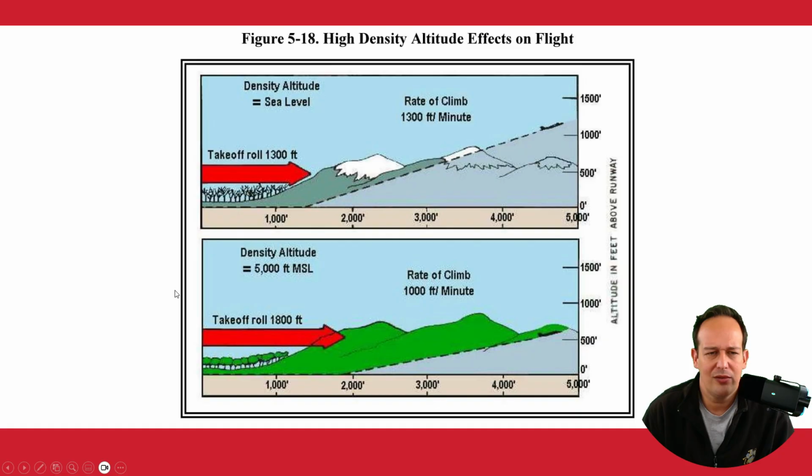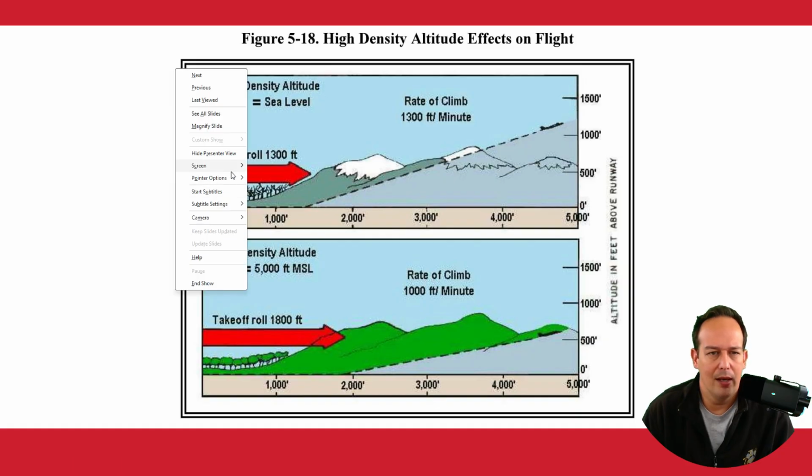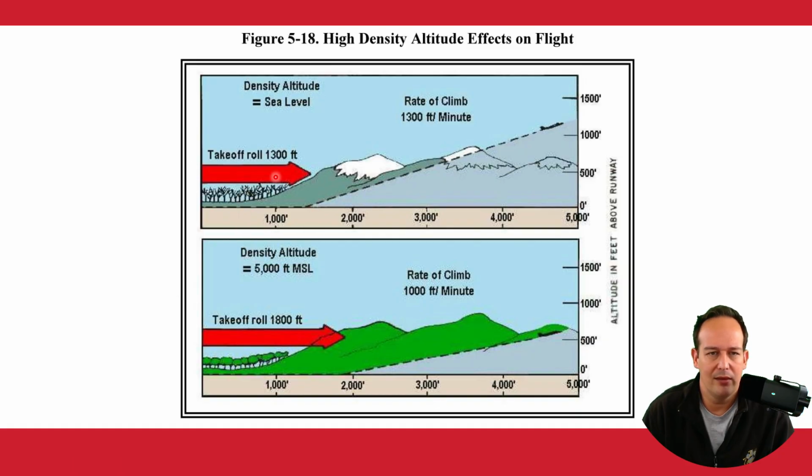All right, so here's just an example of taking off with different density altitudes. At the top here, our takeoff roll is 1,300 feet, and then we start climbing out. We have a 1,300 foot per minute climb rate, and we fly over this mountain peak.